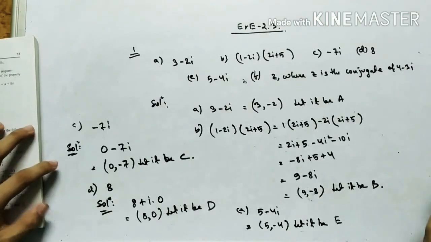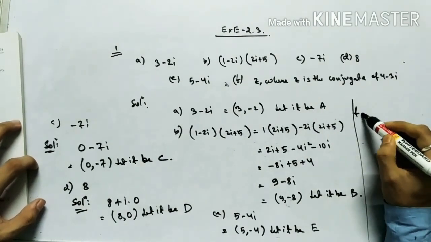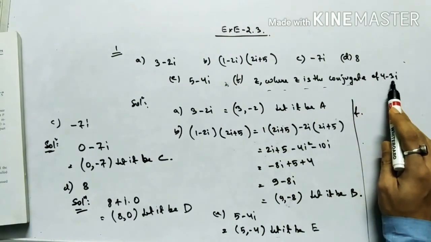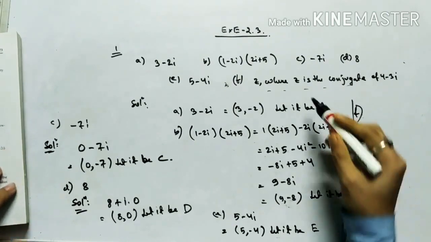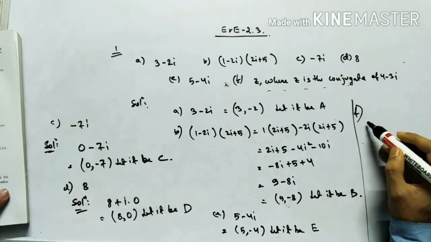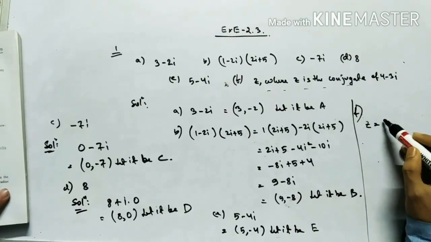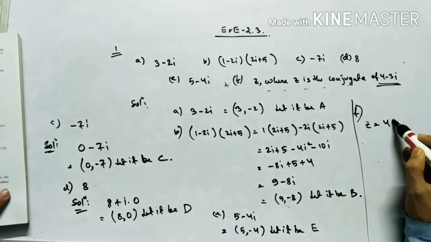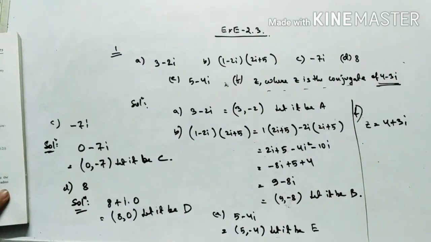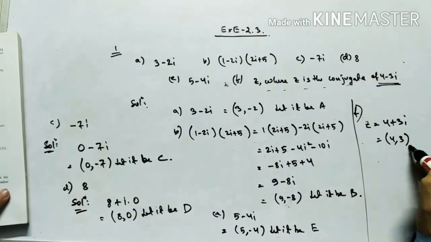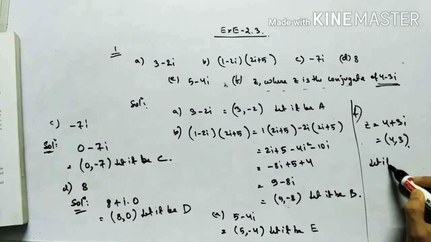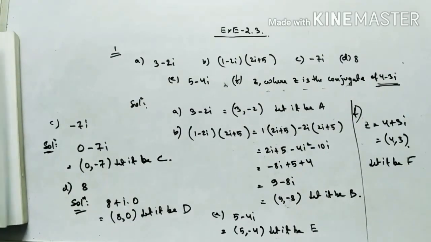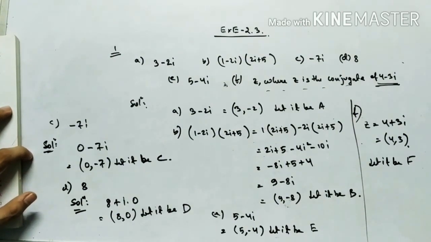And then the last one, number F, z, where z is the conjugate of 3 minus 4i. Therefore, z is equal to the conjugate of 3 minus 4i, which will become 3 plus 4i, which is equal to (4, 3). Let this point be denoted by F.